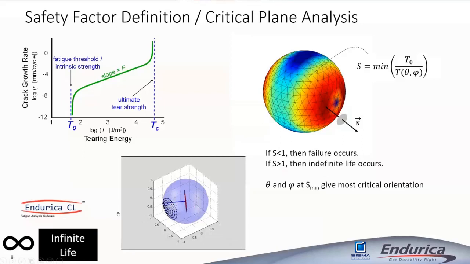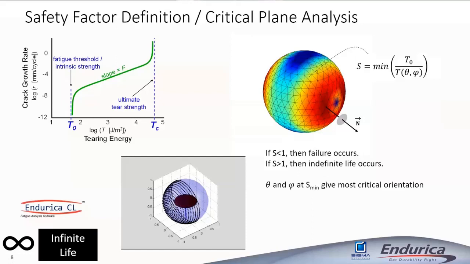And so in order to make a fully conservative and fully accurate prediction of the life, it's necessary to consider the life that would happen at any point for all possible crack orientations. And then the life is based on the crack orientation that gives you the shortest life. Now, when we apply this for safety factors, we're not calculating life, we're just calculating the ratio of the fatigue limit to the maximum value of the tearing energy of the worst crack in the part.